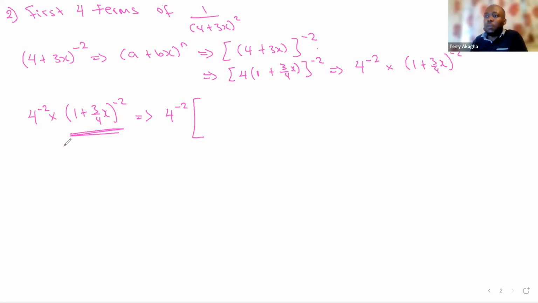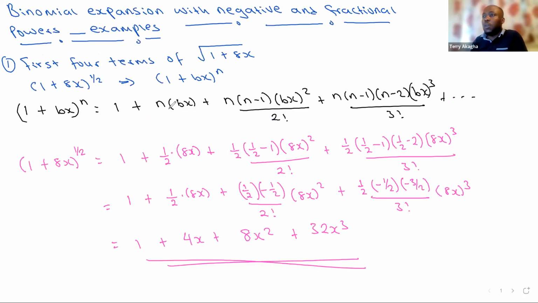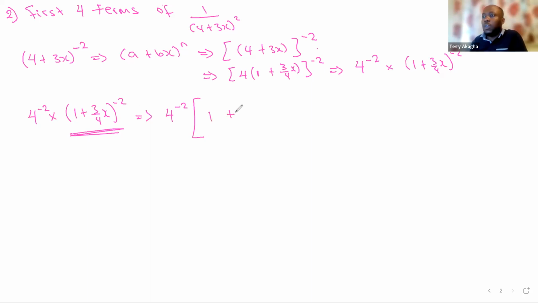So remember the formula? I showed you in the previous slide. So we have it as 1 plus nbx and all this, right? So it's going to be 1 plus n. My n is minus 2. What is my bx? My bx is going to be 3 over 4x. Okay? Plus my n, n minus 1. Is that making sense? So it's going to be minus 2 minus 1. My bx is 3 over 4x raised to the power 2 divided by what? 2 factorial. Is this making sense?